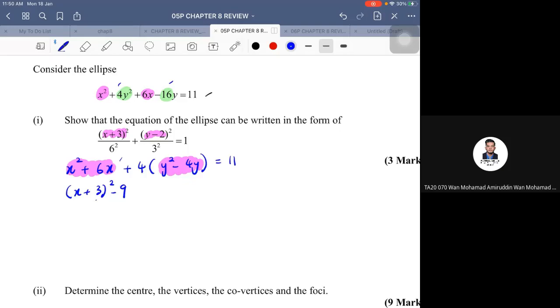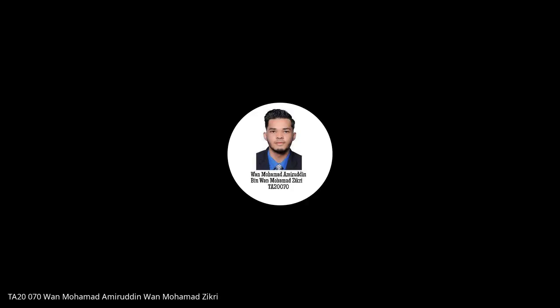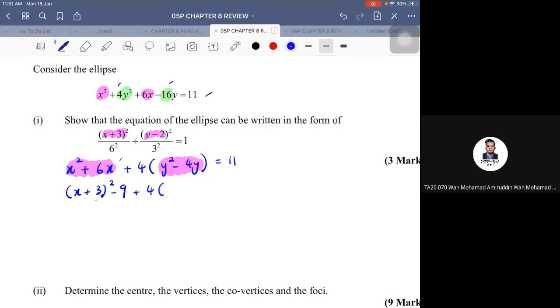And the same goes on this side. So bila I completekan square dia akan jadi y tolak 2 square. But when we expand, ni akan jadi y square. So 2 darab 4, so dia akan jadi negative 4y. That's what I have over here. Tapi yang belakang sekali ni 2 square, so dia akan jadi 4. Darab pula dengan constant kat depan, 4 kali 4 dia akan jadi 16.